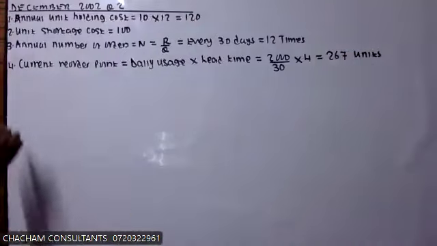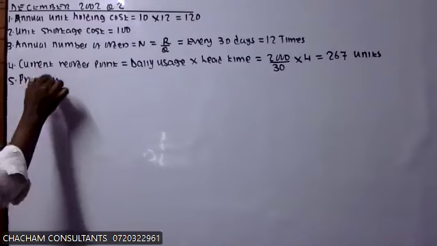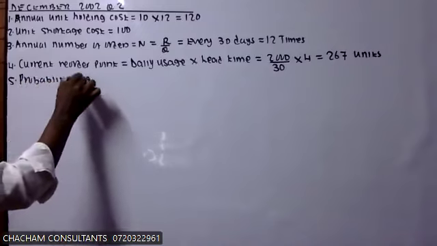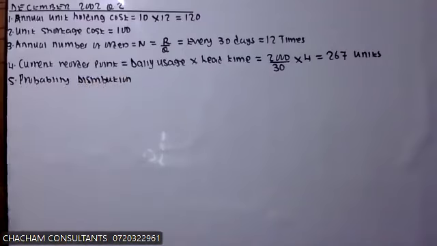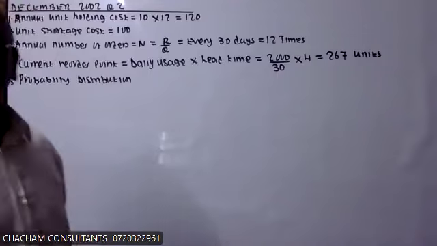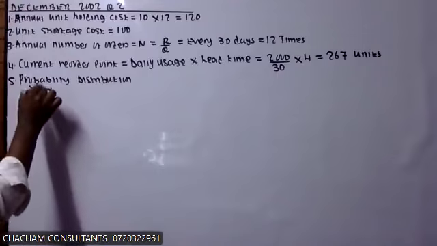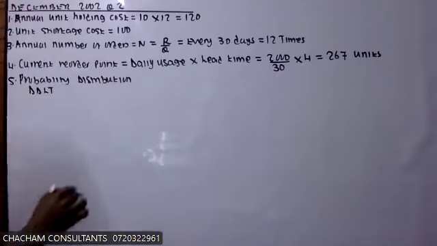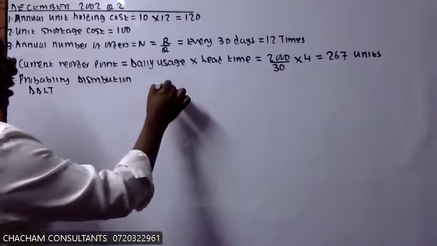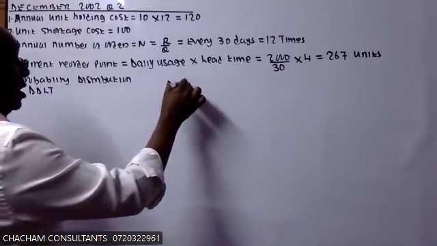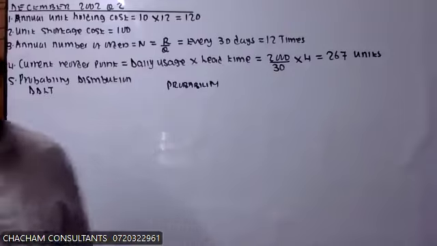All right. The next now is the probability distribution. Now, in the probability distribution, we normally have 2 columns. We have demand during lead time, and then I leave space because it will have a working. And then the probability.